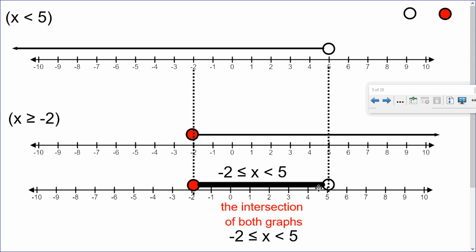all the real numbers that are greater than or equal to -2 and less than 5. So these numbers would be the solution set. So that's called the intersection of both of the graphs.